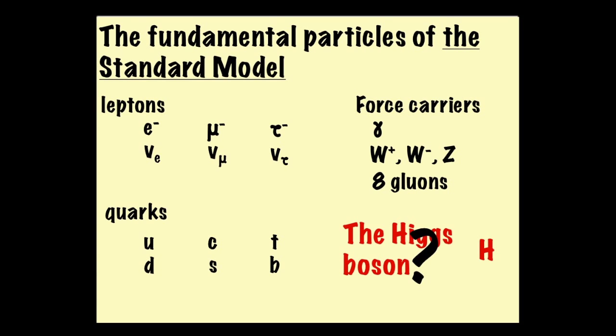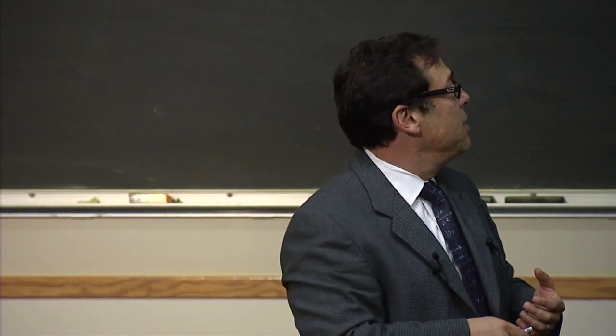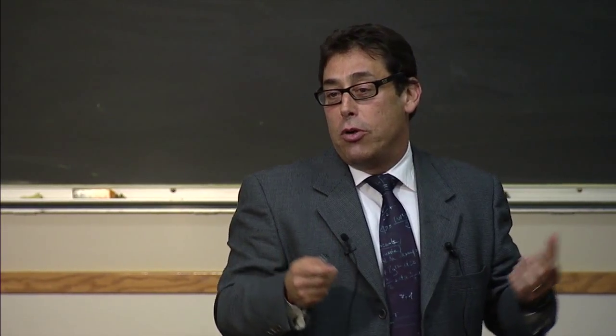But we had yet to see this particle that the standard model told us was responsible for giving mass to fundamental particles. And that was a great mystery. Now, so that's something we want to find out. We want to look for that, if we can, by building some sort of experiment. There are other things worth looking for, and I'll tell you about them. Dark matter particles, supersymmetric particles, black holes in extra dimensions. You've heard about some of those things in the past. We'd also like to just look for things that we don't know about. And I'll start to tell you about how we can do that and what we found in the next part of the talk.